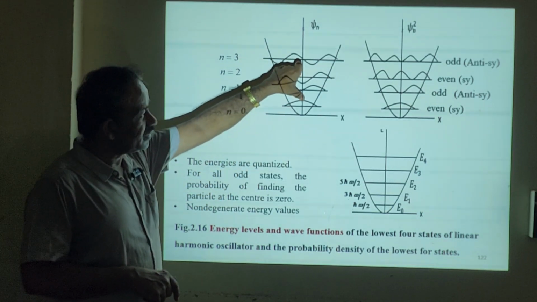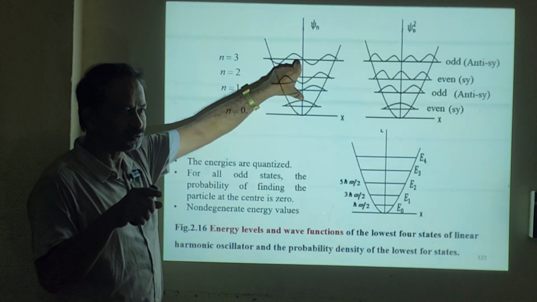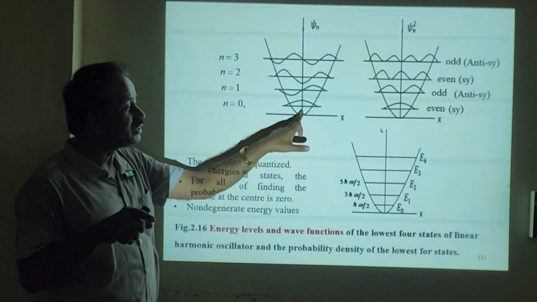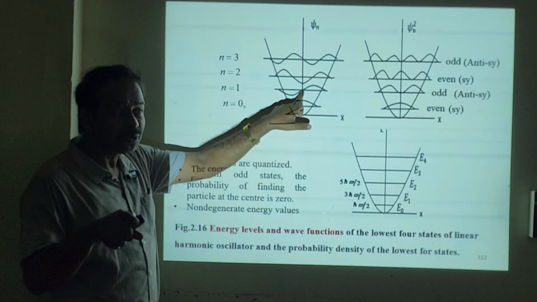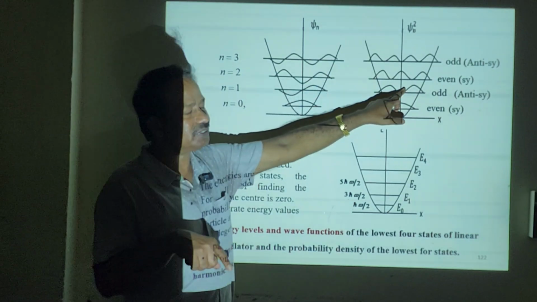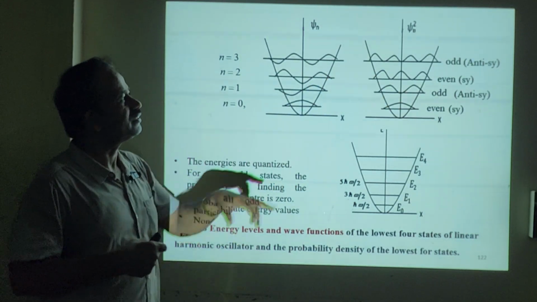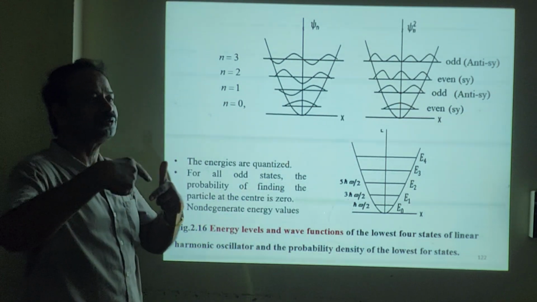Here the particle is found to be maximum, at x equal to 0. At x equal to 0, the particle is found to be maximum here. Here, it is 0, minimum. Here it is negative. So that's why you have taken mod square. See, here it is maximum, here it is minimum. So minimum, maximum, it goes on changing.